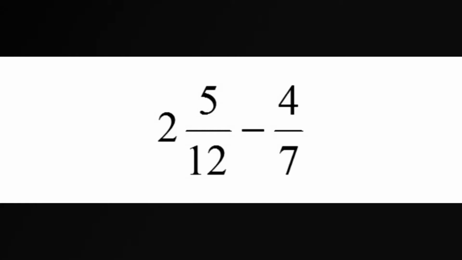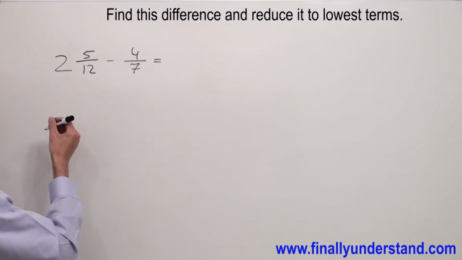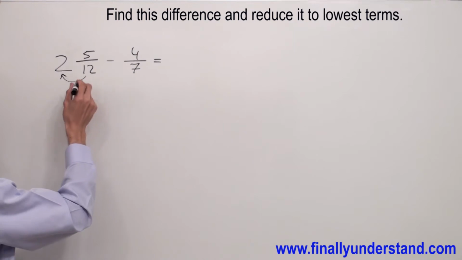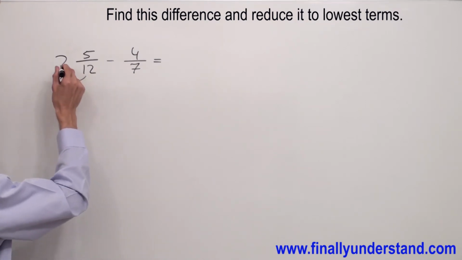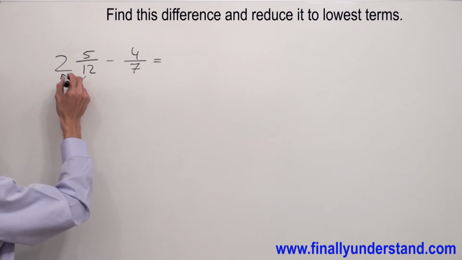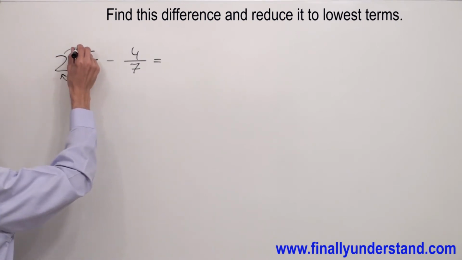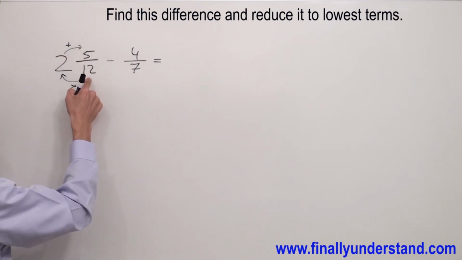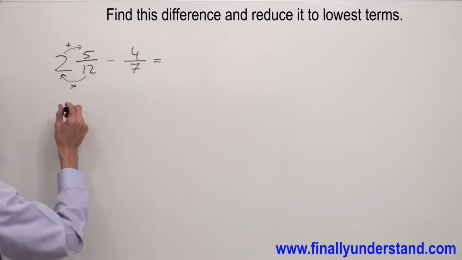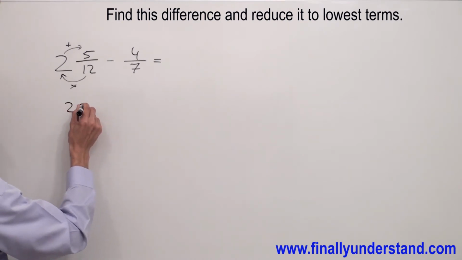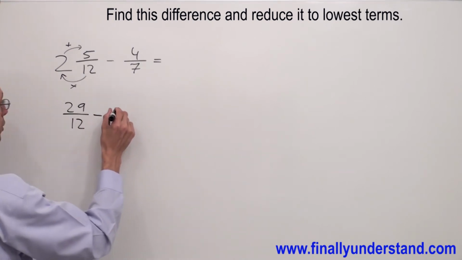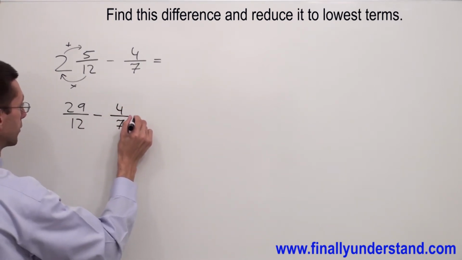Let's take a look at this example. We have to subtract the fraction from the mixed number. Anytime you have a problem like this, you have to convert the mixed number to an improper fraction by simply finding the product of the whole number and the denominator. Multiply 2 times 12, and the result you have to add to the numerator. 2 times 12 gives me 24, plus 5 gives me 29 over 12, minus 4 over 7.